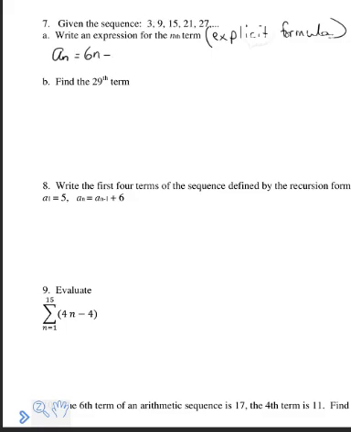We plug in a 2, 6 times 2 is 12, 12 minus 3 is 9, so it gives you your second term. So the formula seems to work. Now the 29th term, once you have the explicit formula, is pretty easy. A sub 29, that's the 29th term, equals 6 times 29 minus 3.